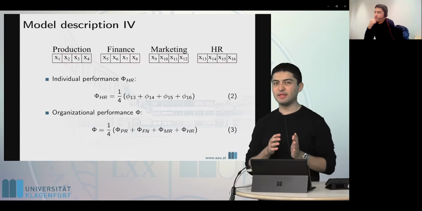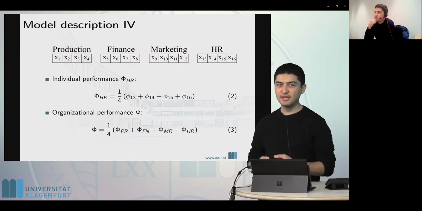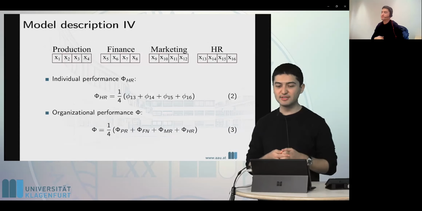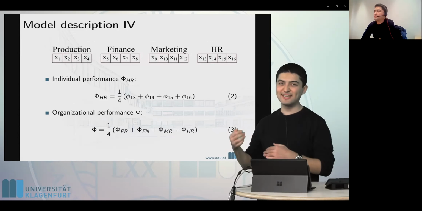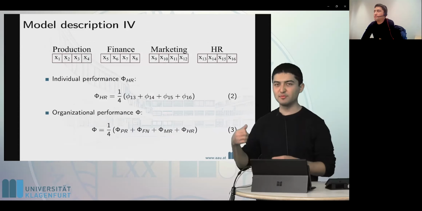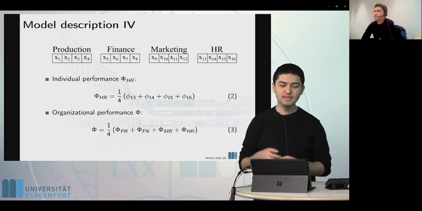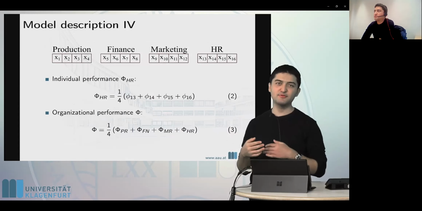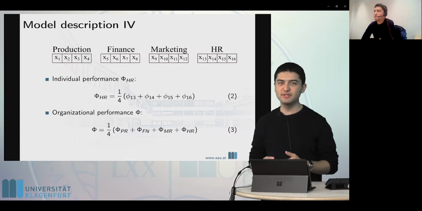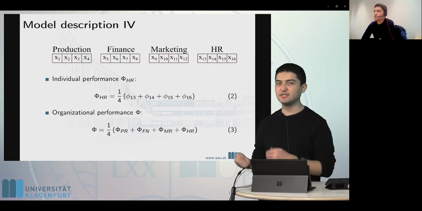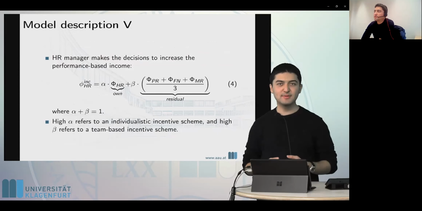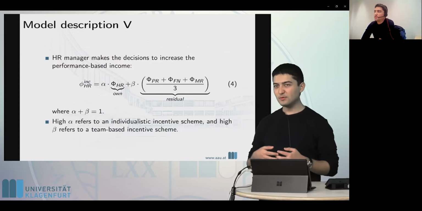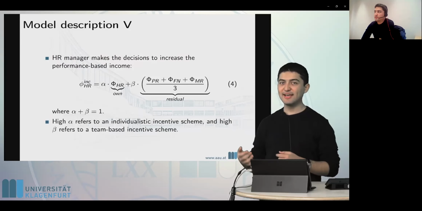Once the decisions are made and performances are computed, the performance of a department, let's say the HR department, is calculated as the mean of performances of the tasks allocated to that department. So for HR, it would be the mean of tasks 13 to 16. And once the individual departmental performances are calculated, the organizational performance is calculated as the mean of the departmental performances, like here. So an HR manager wants to maximize income, which depends on the performance of the HR department and the mean of performances of every other department.